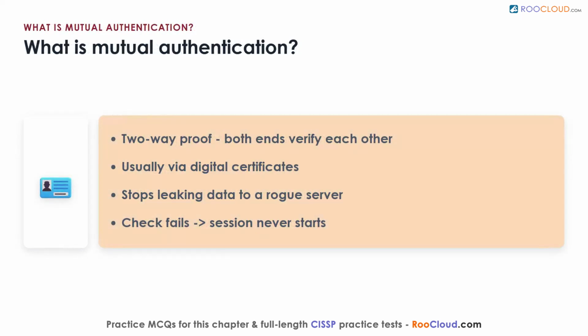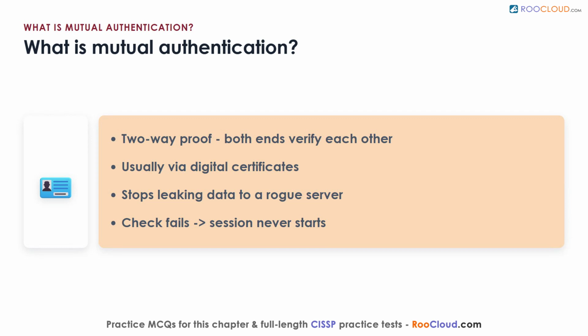What is mutual authentication? And when do you need it? It is two-way proof, where both ends verify each other before trusting anything. Instead of only the server checking the client, the client also checks the server, usually by exchanging digital certificates. This stops a client from spilling information to an imposter server.